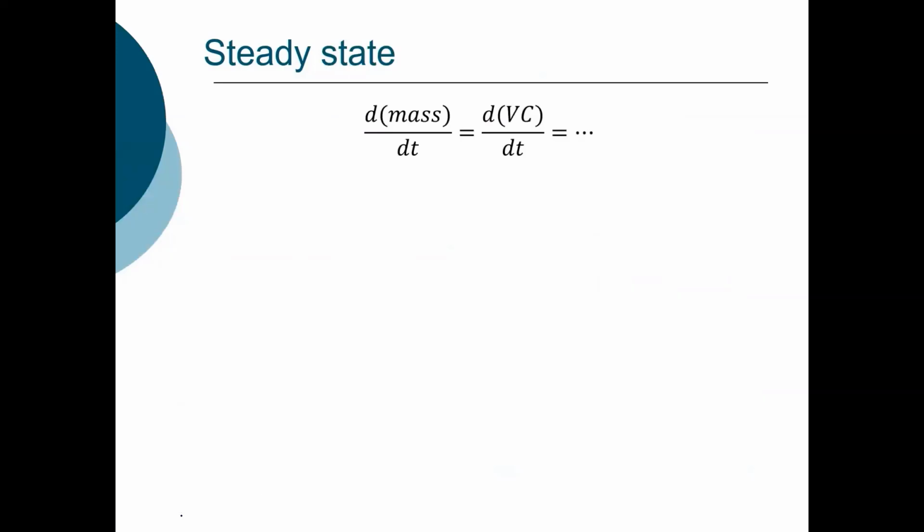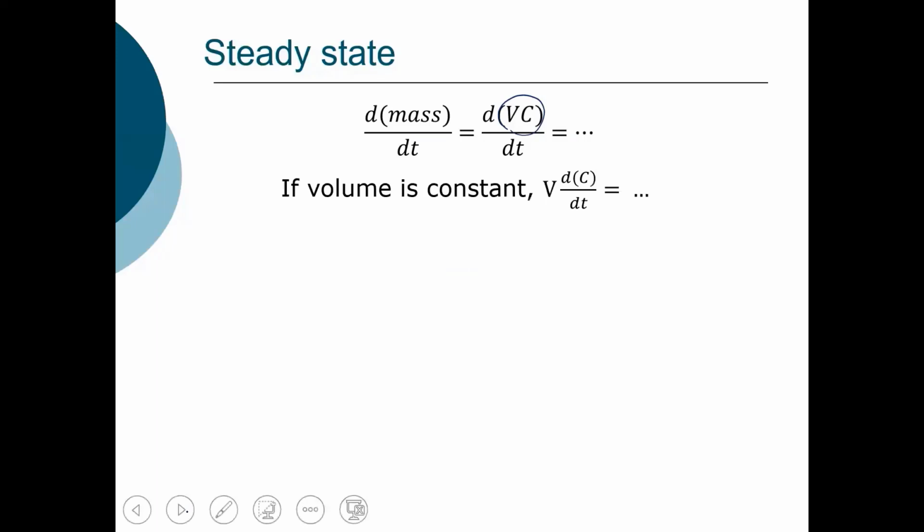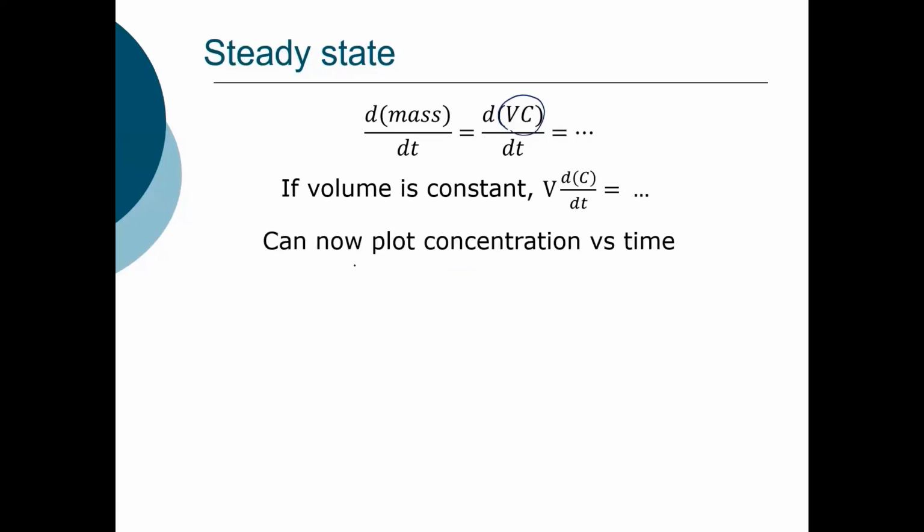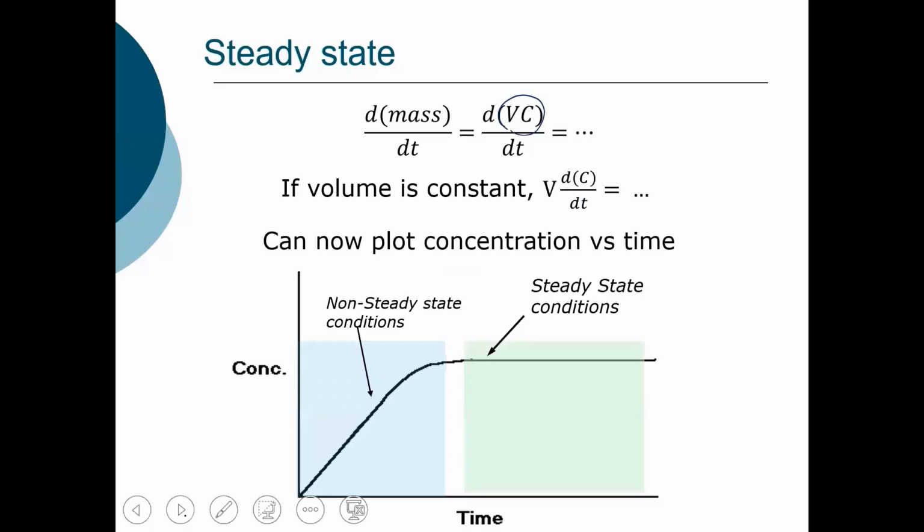So we can describe mass as the volume times the concentration. So the change in mass with respect to time is equal to the change in the volume times the concentration with respect to time, and we've got some sort of a rest of the equation. If the volume is constant, we can factor that out. Now we end up with change in concentration with respect to time, so now we can plot concentration with time.